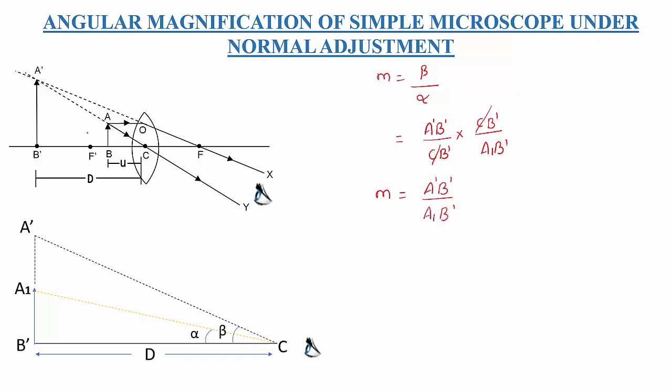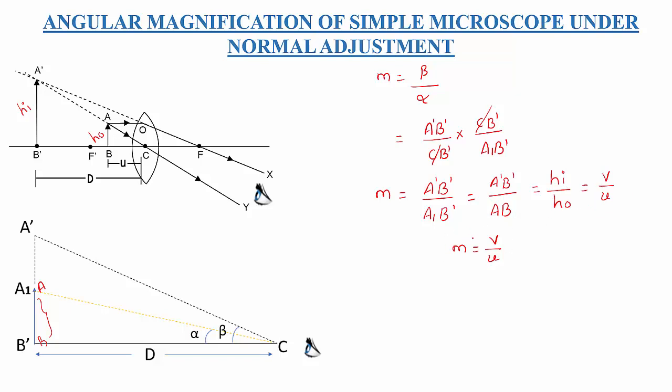So what does A1 B dash mean here? A1 B dash is equal to AB, that is the object. So we can write M equal to A dash B dash divided by AB. What is A dash B dash from the diagram? A dash B dash is the height of the image. AB is the height of the object. So we can write it as HI divided by HO. So linear magnification for lenses is given by M equal to V by U. Instead of writing HI by HO, we can write V divided by U.